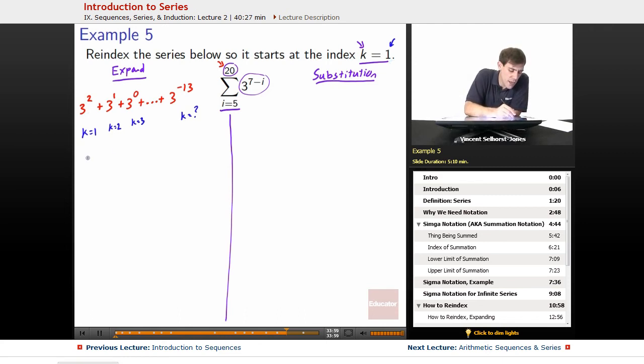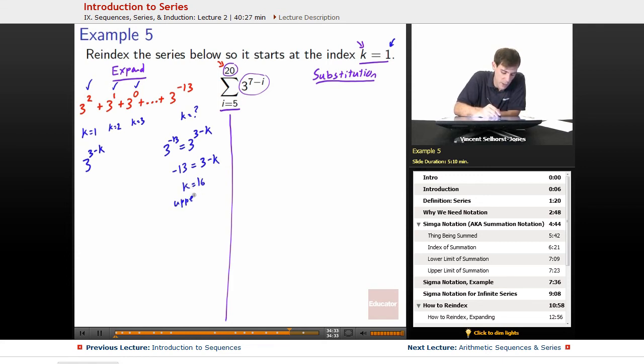So it looks like we could write this as 3 to the 3 minus k. Right? 3 to the 3 minus 1 would get us 3 squared. The next one, 3 to the 3 minus 2, would get us 3 to the 1. Hey, that works out. At k equals 3 on our third term, we'd have 3 to the 3 minus 3, which would be 3 to the 0. Hey, that works out. So if we're going to have 3 to the negative 13 equals 3 to the 3 minus some k, then negative 13 has to be equal to 3 minus k. So we've got k equals 16 as our upper limit as well. Great. So that makes sense.